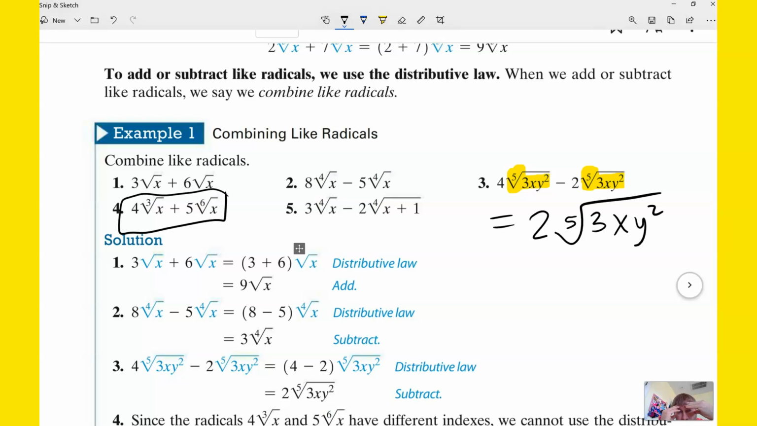All right, look at number 5. We have the same index, but we do not have the same radicand. Those are not the same thing, so we can't combine them, and they're not like terms, so we just have to leave it as it is, and that's all we can do.